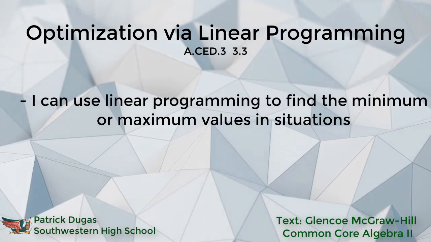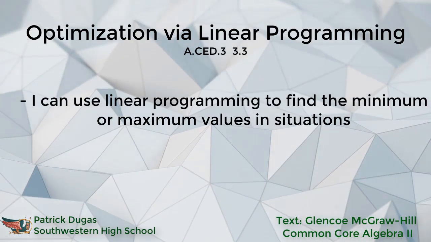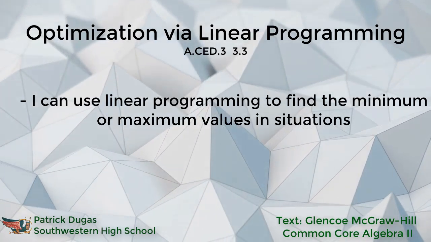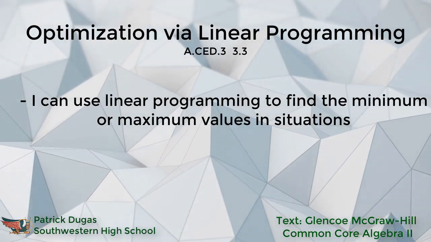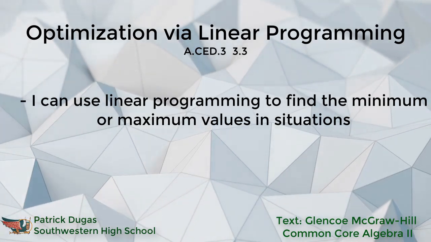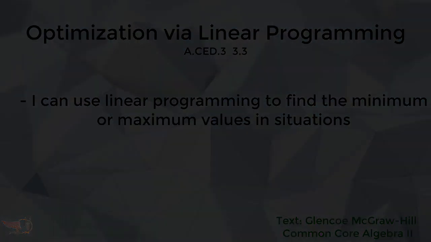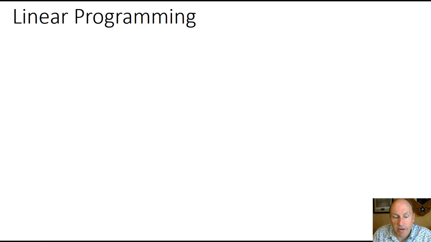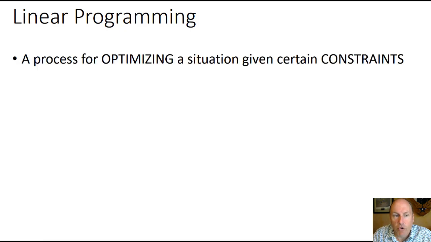In this screencast, we're going to learn how to do optimization, which is finding the maximum or minimum values for different situations through a technique known as linear programming. Let's jump right in with some terminology involving linear programming. So linear programming itself is a process for optimizing, that is, finding the minimum or maximum, the best value something can be in a situation given certain constraints.